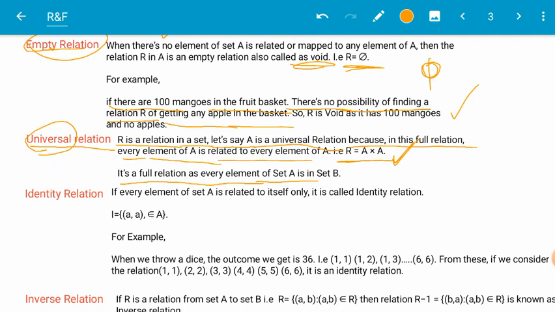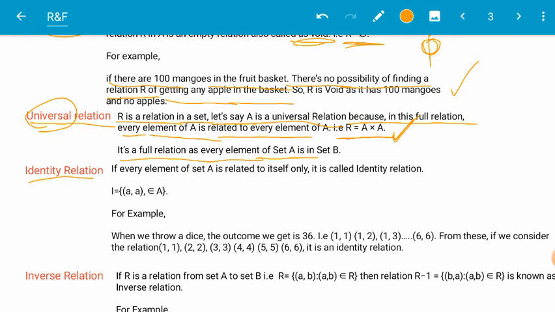Empty means nothing. Universal means all. Identity relation. If every element of set A is related to itself only, then it is called identity relation. I will make you understand. Look here. How to represent? I is the symbol used for representing identity relation. I is equal to (a, a). A is mapping with A. Then it is said to be identity relation.